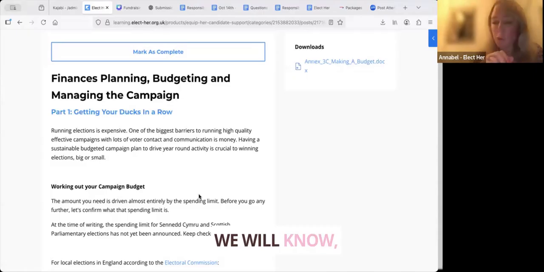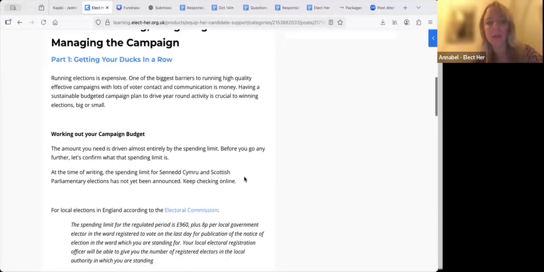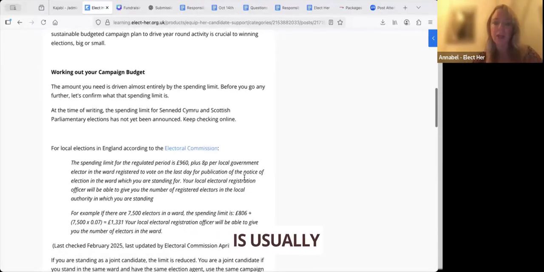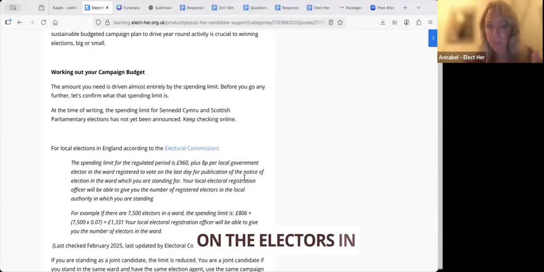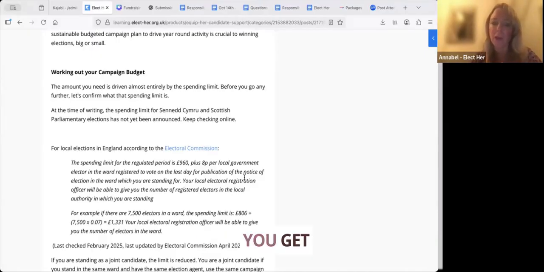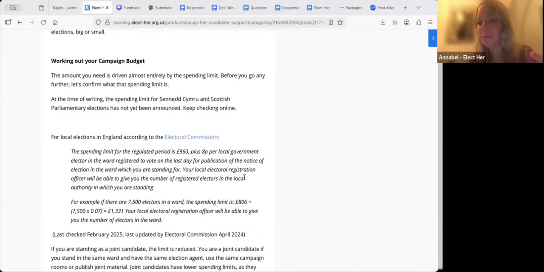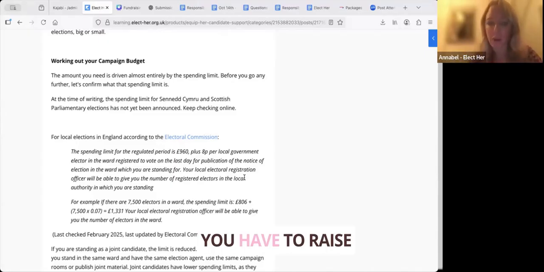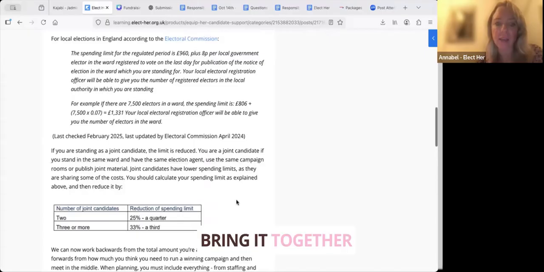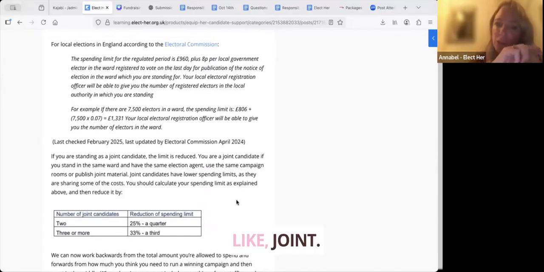We will know probably by next, I would have thought, well, it'll be February, I suspect. We'll know all of the details around the exact financing. But it is usually a regulated period, usually a certain amount based on the electors in the ward, and then you get a certain amount per elector, and then you get an additional amount on top to spend. So that's what you can spend, but that doesn't mean you have it. You have to find it. You have to raise it, and you have to think about how you're going to bring it together. In wards, you also get joint spending, and there are slightly different spending limits depending.